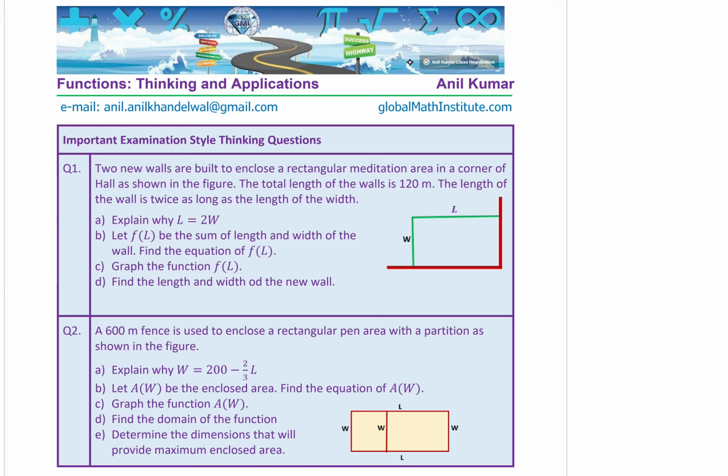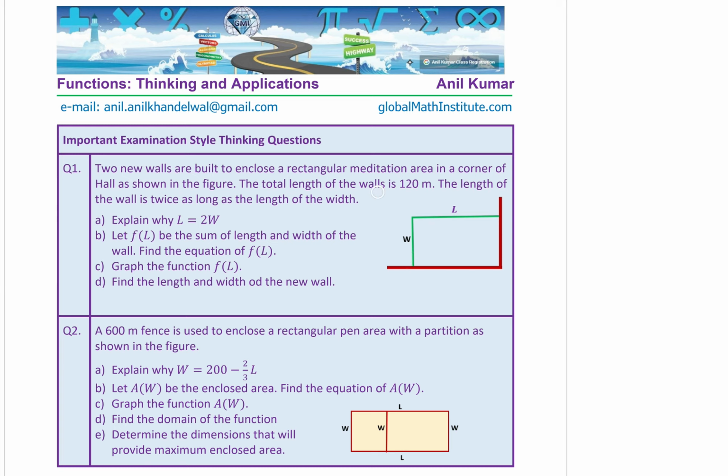The questions are before you. I'd like you to pause the video, read them out, answer, and then look into my suggestions. We have also given the related diagrams to help you answer them easily. Question number 1 here is: two new walls are built to enclose a rectangular meditation area in a corner of a hall as shown in the figure. So that's the corner where we have this meditation area, length L, width W.